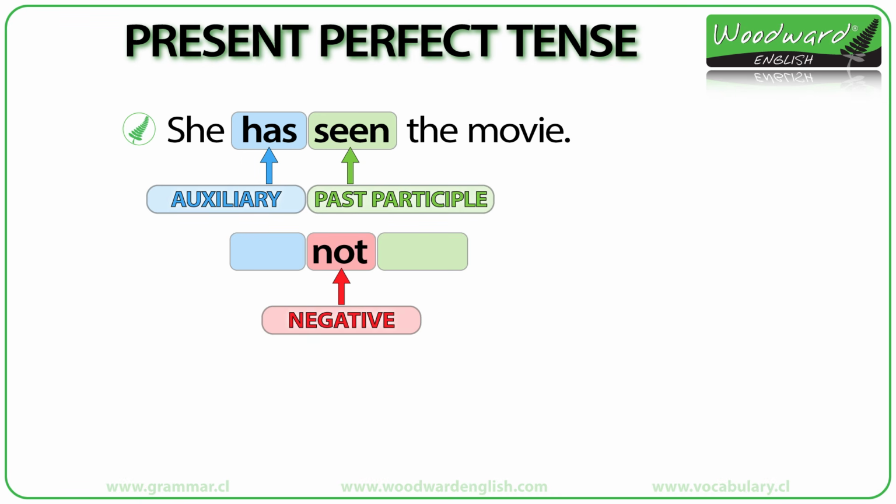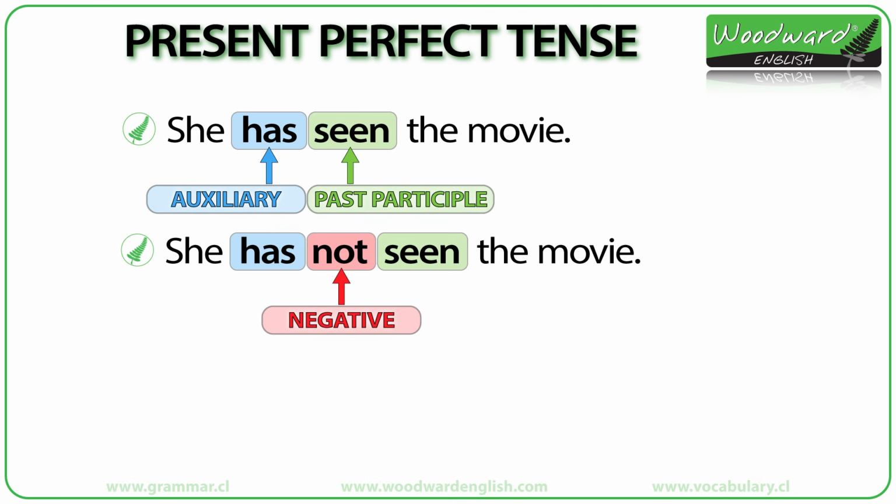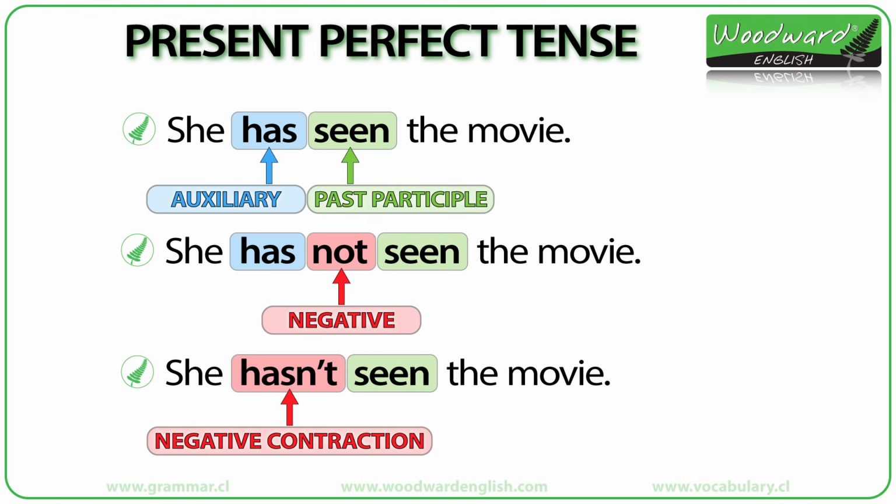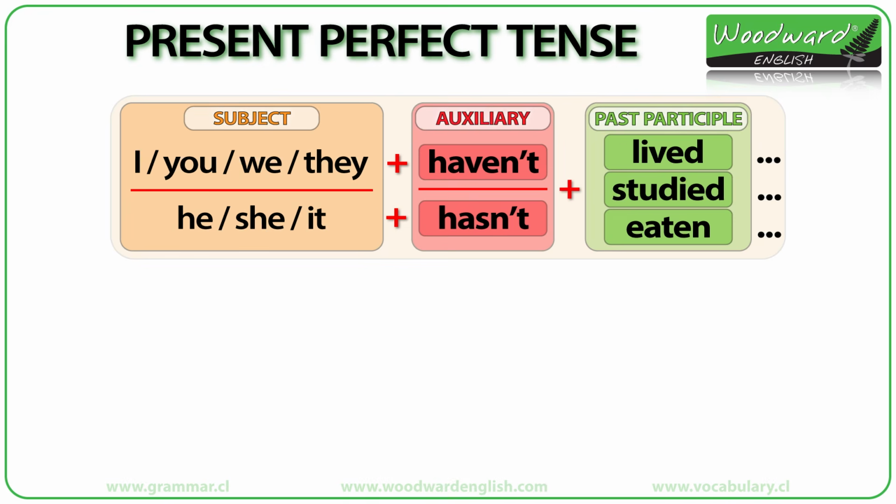We just add not between the auxiliary have or has and the past participle. She has seen the movie becomes she has not seen the movie. However, it is much more common to use a contraction in negative sentences. You will normally hear, she hasn't seen the movie. Here is the summary chart to make negative sentences in the present perfect tense. We have the subject plus auxiliary, haven't or hasn't, plus the past participle.